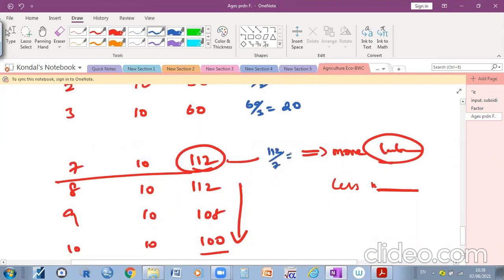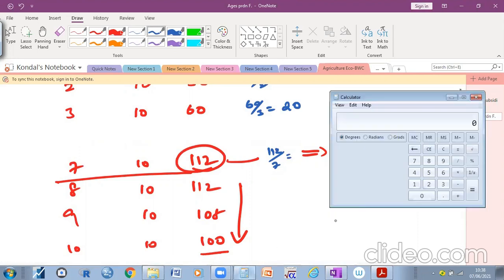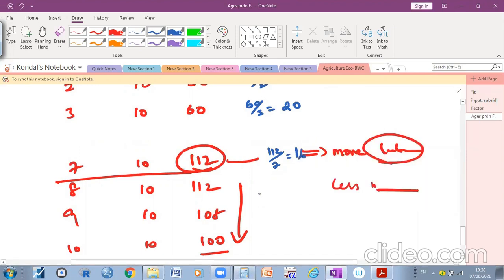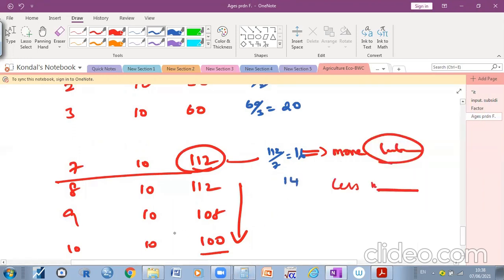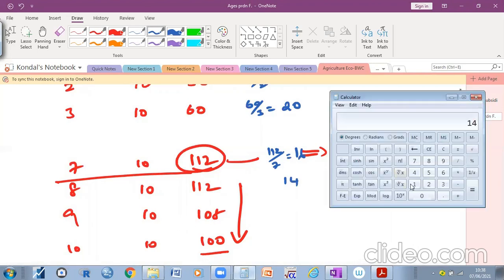So 112 by 7, how much will come? 16. Here 112 by 8, how much? 14. So 108 by 9, how much? 12. Then 100 by 10 is 10.